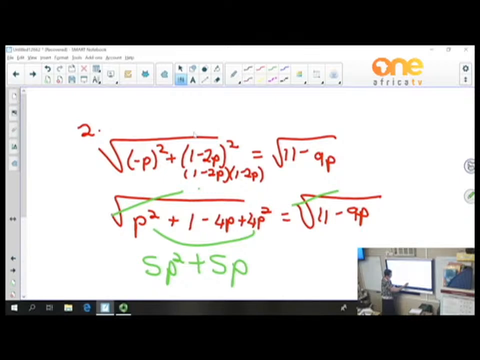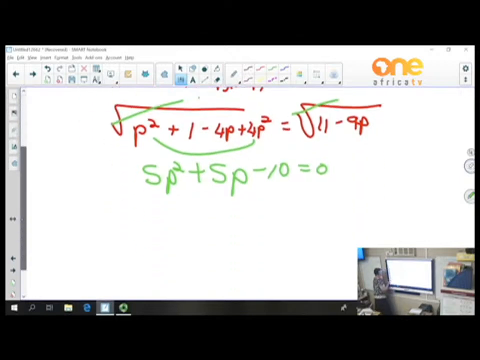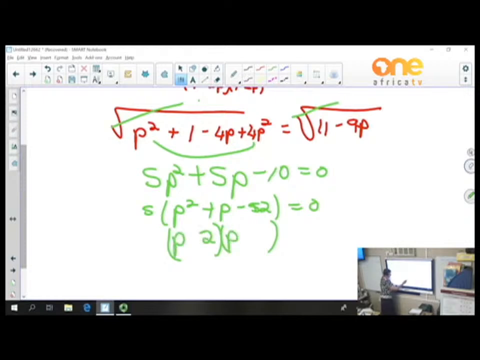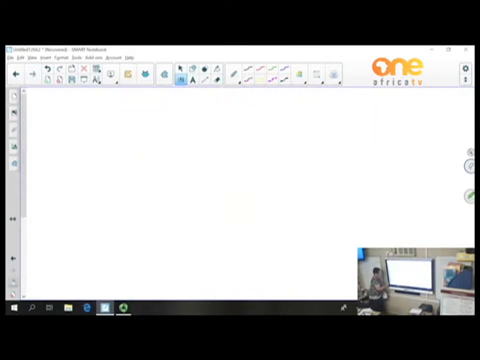Okay, and I bring it over, then it is minus 10 is equal to 0. Okay, and then I can divide it by 5, so it is then p squared plus p minus 2, which is equal to 0. Then we can factorize here p, 2, and 1. Signs differ, the biggest combination is positive, and that one is negative. So it means p is equal to negative 2, or p is equal to 1.